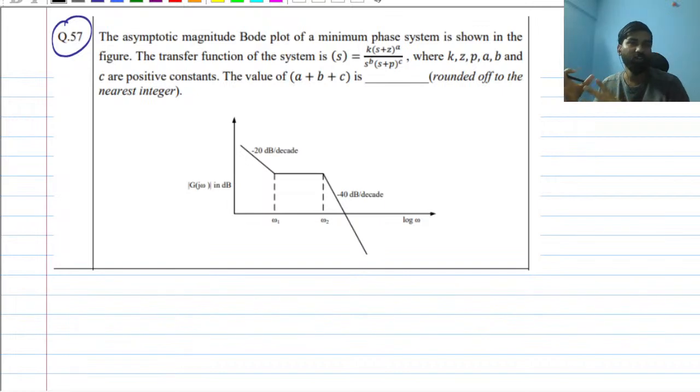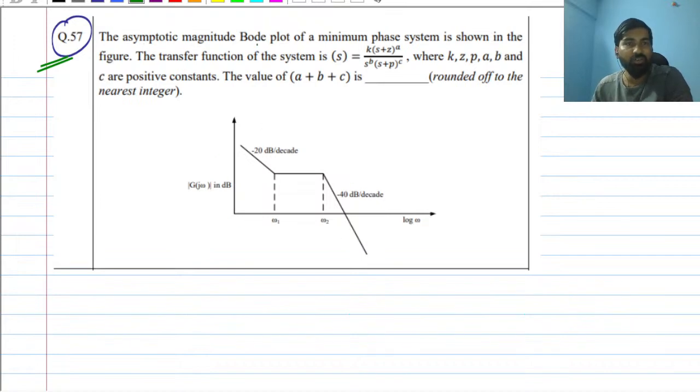Nowadays, IITs are testing just your aptitude, whether you know the basics or not, right? So let's see this question. This question is from control system, and it is a BODE plot. The figure given here is a BODE plot.